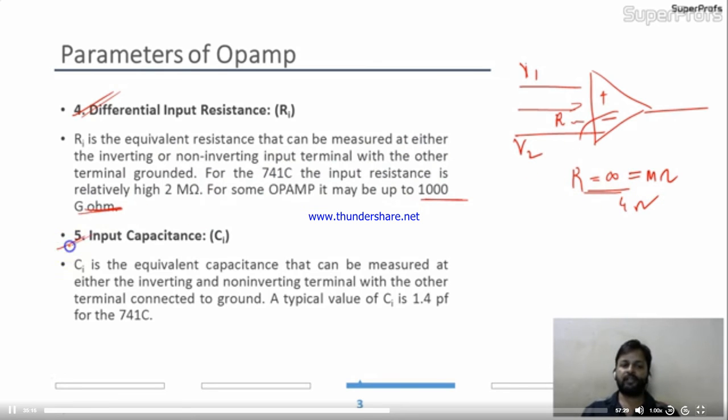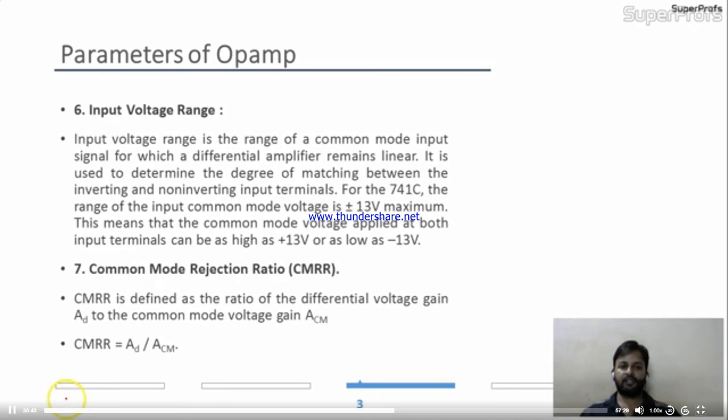Input capacitance. What is the input capacitance? Ci is the equivalent capacitance that can be measured at either the inverting or non-inverting terminal. It offers some capacitance also, because inside there is some BJT circuitry, right? We have two junctions, so definitely we have some capacitance also. So if we talk about the operational amplifier, we can't exclude this capacitance. Okay, let's come to the next.